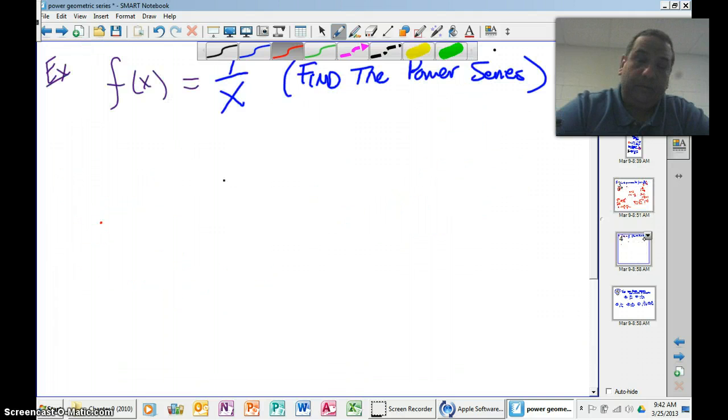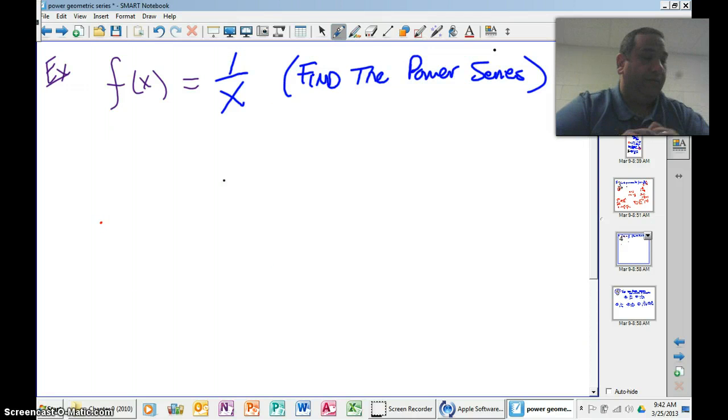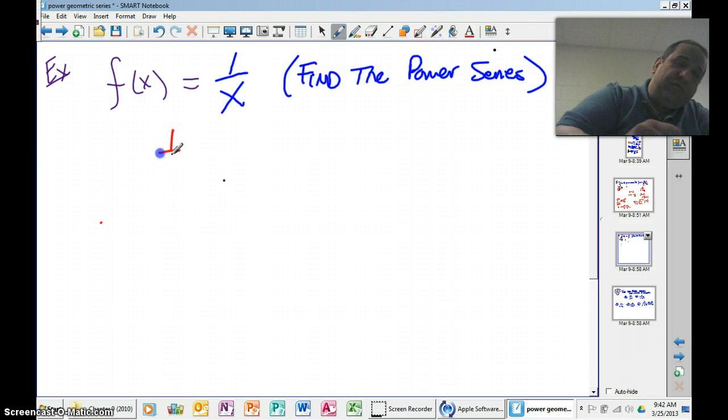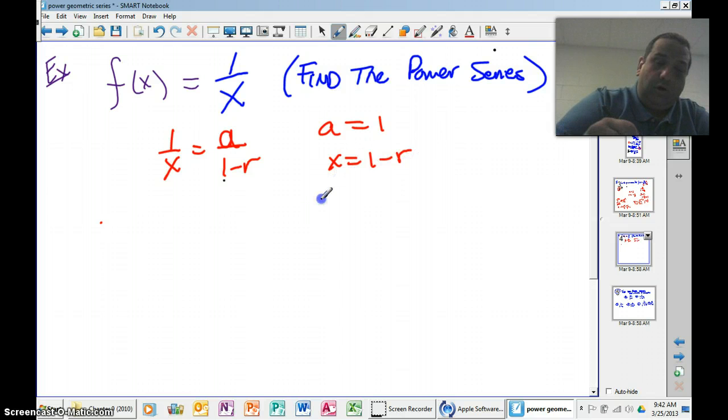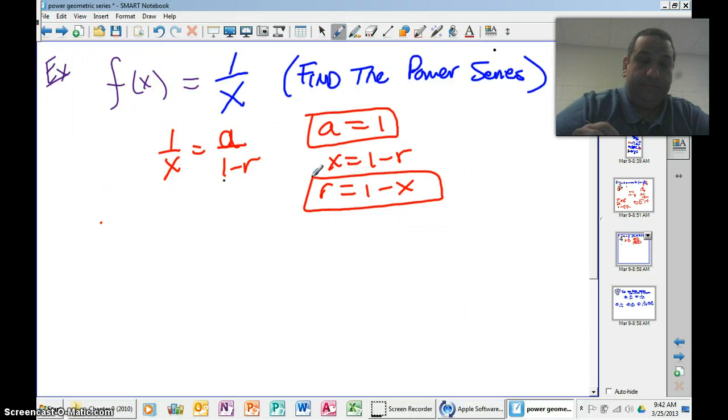All right. Next one. Find the power series of 1 over x. So let's generate the power series created by 1 over x. If I set 1 over x equal to a over 1 minus r, I get a equals 1, that's fantastic. Then I get x equals 1 minus r. So r equals, if I'm right, 1 minus x. So I have a here and r here.